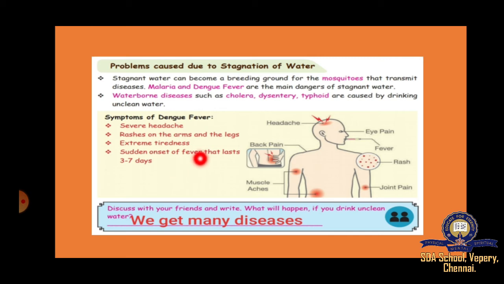Okay, so be careful of this stagnation of water. If you find stagnation of water anywhere, you have to immediately tell your parents and they will take some action. But we should not allow the stagnation of water, because we will get many health problems because of that water.